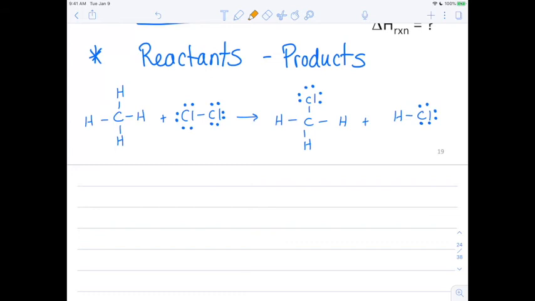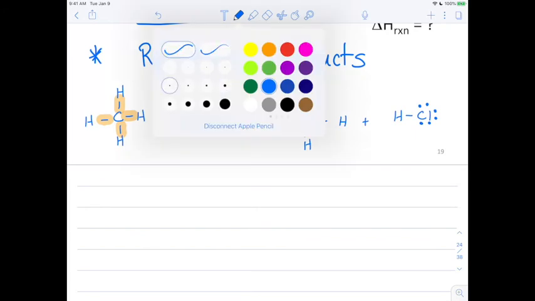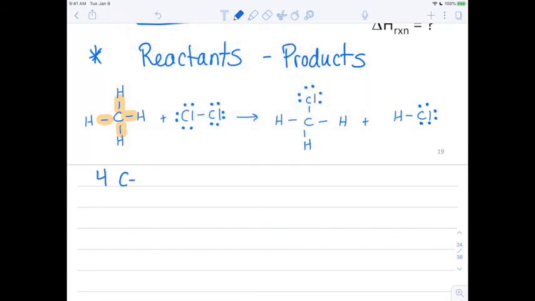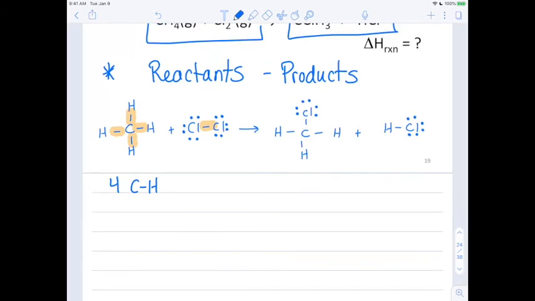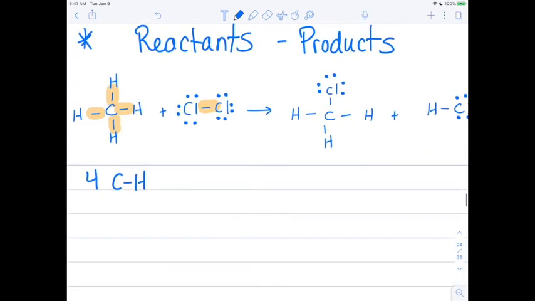All right, so first off, I'm going to count my carbon-hydrogen bonds. So I see 1, 2, 3, 4. So I'm going to say that there's four carbon-hydrogen bonds like so. Then I'm going to say that there's 1 chlorine-chlorine bond. So any questions on how I got my counts of the bonds that we have here?